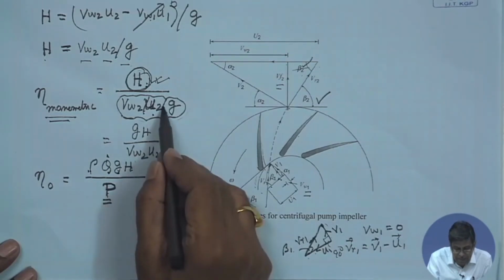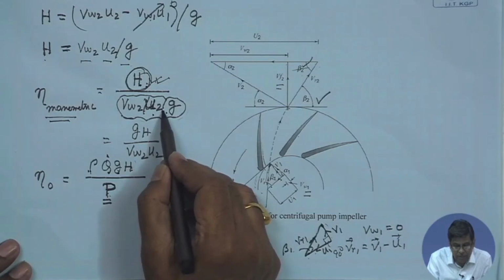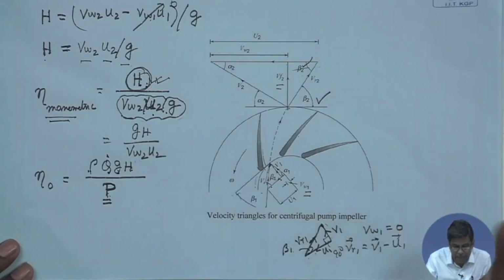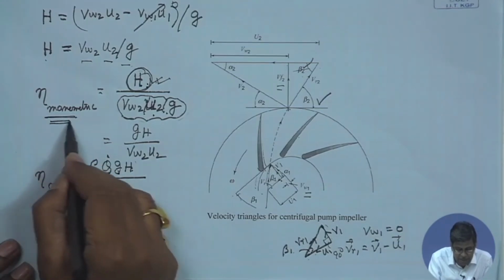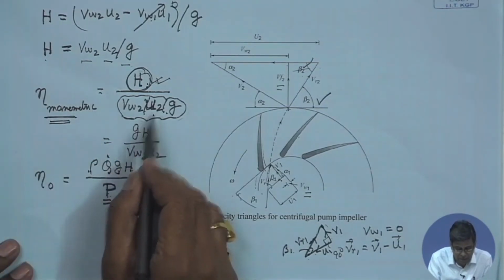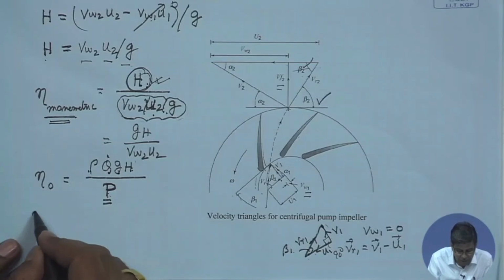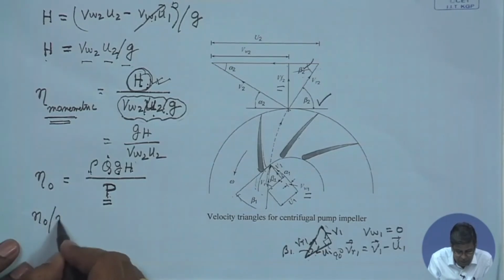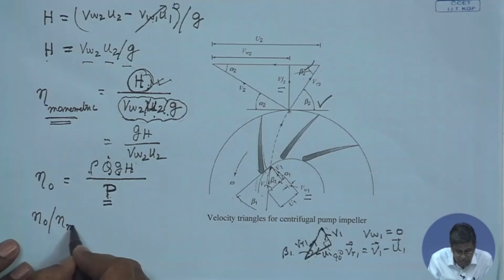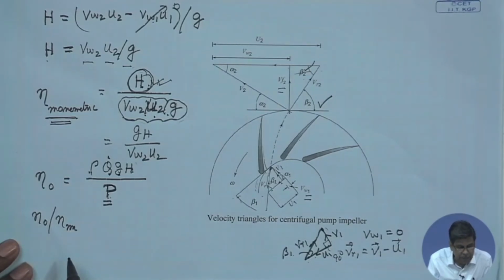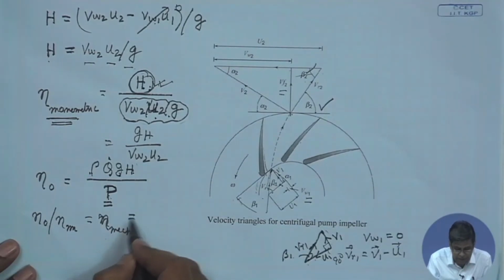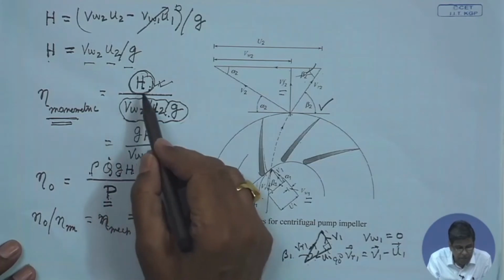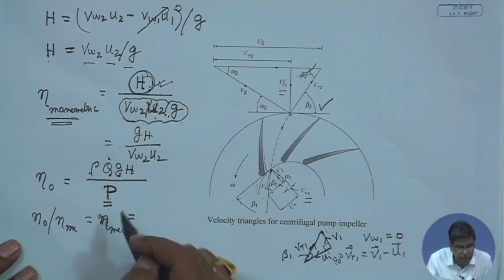So, this and this differ by the frictional losses, mechanical friction at glands, bearings and couplings, as I told earlier. So, manometric efficiency is similar to the hydraulic efficiency of a turbine. So, overall efficiency is like this. If we divide the overall efficiency by the manometric efficiency, we get the mechanical efficiency, eta mechanical. If you divide this by this, you get the mechanical efficiency.